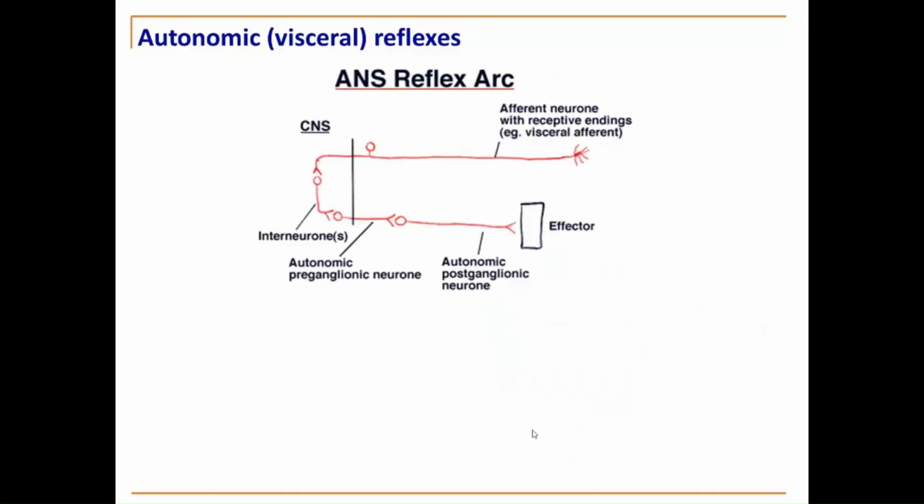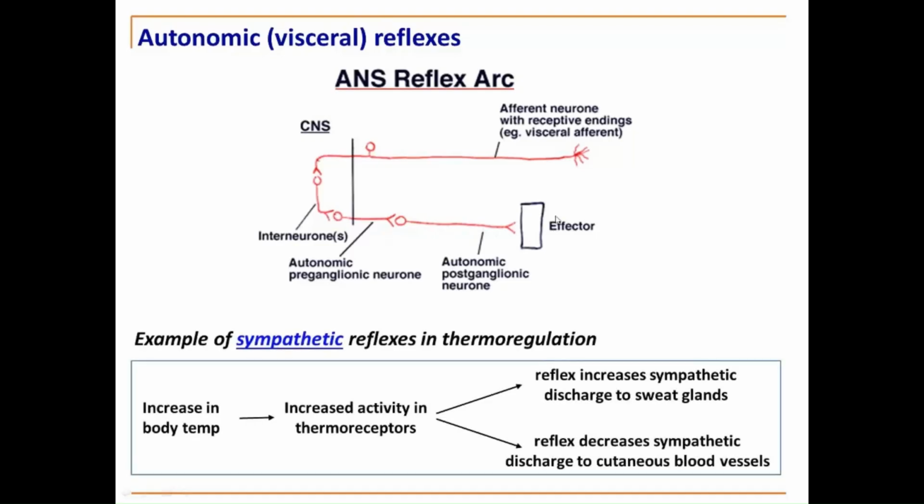So if we look at another example, just to show the concept of it. Here we have the afferent neuron. We're getting sensory information coming in with receptive endings, passing through the afferent peripheral nervous system to the CNS, where you generally have interneurons, then onto the autonomic preganglionic neuron, which synapses in a ganglion, and then your postganglionic neuron hits the effector. Nice and simple.